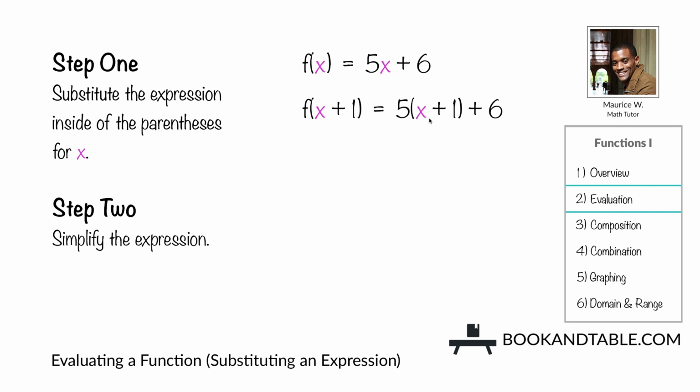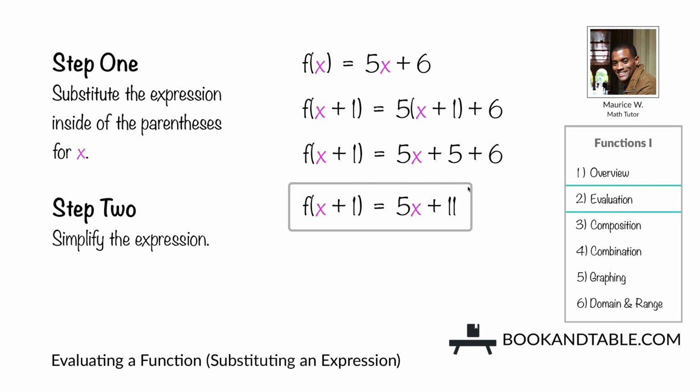And now, step 2, simplify the expression. So we want to evaluate this term here first. So we have 5 times x, which gives us 5x. And 5 times 1 will give us 5, plus 6. And now we want to add 5 and 6 to give us 11. So we see f of x plus 1 is equal to 5x plus 11.